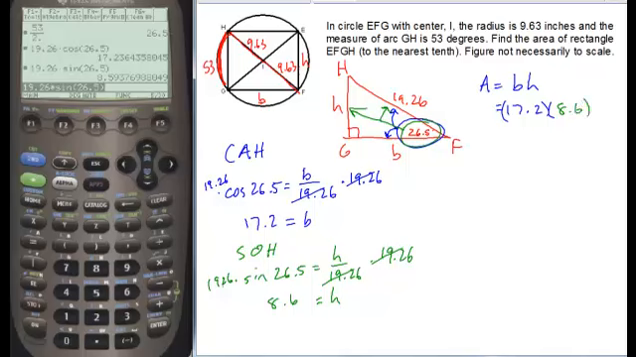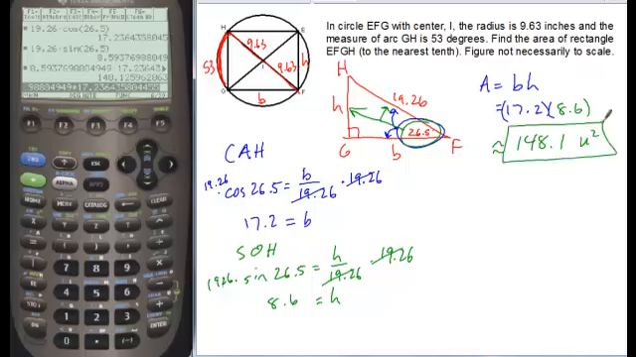And so if we just take the product of this number right here, 8.6 times our base, 17.2. And when we calculate that, we get our overall area of 148.1. It's an area, so it's square units for our solution.